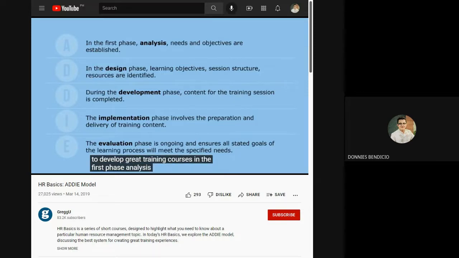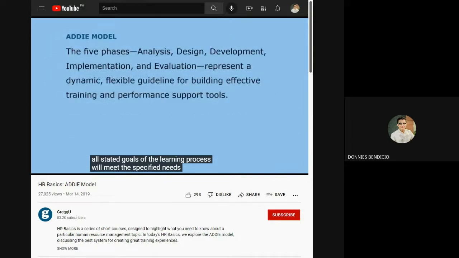In the first phase, analysis, needs and objectives are established. In the design phase, learning objectives, session structure, and resources are identified. During the development phase, content for the training session is completed. The implementation phase involves the preparation and delivery of training content. And finally, the evaluation phase is ongoing and ensures all stated goals of the learning process will meet the specified needs. The 5 phases, analysis, design, development, implementation, and evaluation, represent a dynamic, flexible guideline for building effective training and performance support tools.